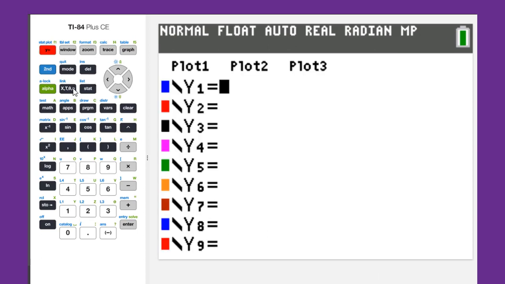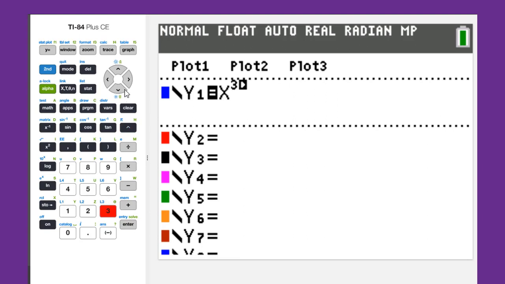So go to Y=, I put x to the third power. Then minus 5x squared. Using this button for square is more convenient. Then plus 5x, then minus 1. You will press graph.